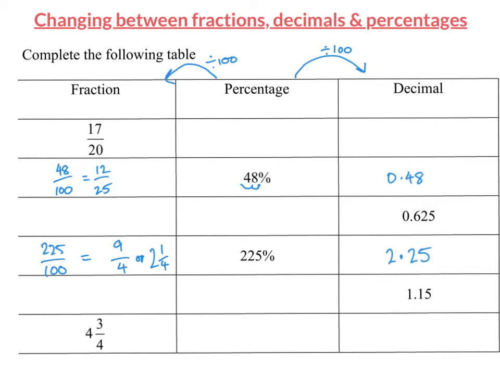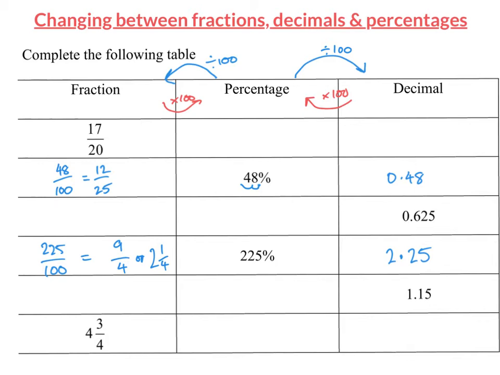Now, to get from percentage to decimal, we divide by 100. Then to get from a decimal to a percentage, we do the reverse. We multiply by 100. And likewise, to turn a fraction into a percentage, we multiply by 100. That's maybe not quite as easy though, so we'll come back to that. Let's do the decimals first.